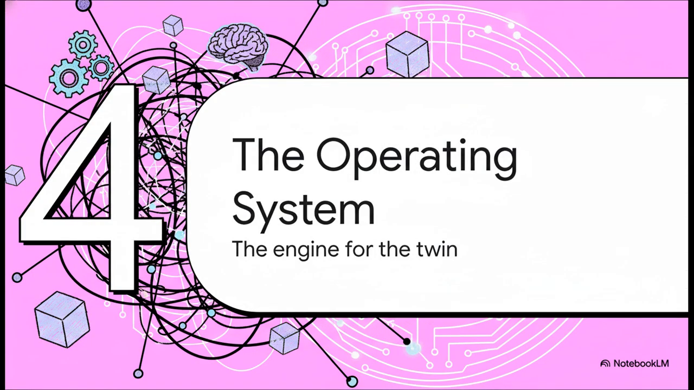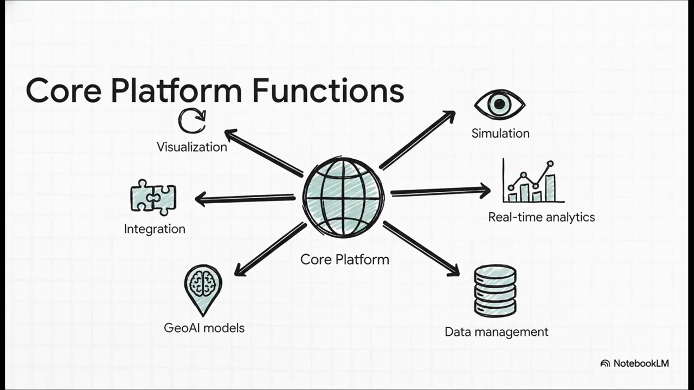So what kind of system can possibly handle all this complexity? Well, you need a comprehensive platform that can act as the core engine, or really the operating system for the entire digital twin. The right platform gives you all these core functions, everything you see here, all in one connected ecosystem. It goes way beyond just visualization to handle the tough stuff like data management, running real-time analytics and simulations, and integrating systems across an entire organization.